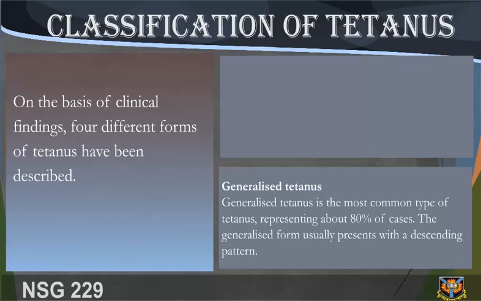Classification of tetanus. On the basis of clinical findings, 4 different forms of tetanus have been described: generalized tetanus, neonatal tetanus, local tetanus, cephalic tetanus. Generalized tetanus. Generalized tetanus is the most common type of tetanus, representing about 80% of cases. The generalized form usually presents with a descending pattern.